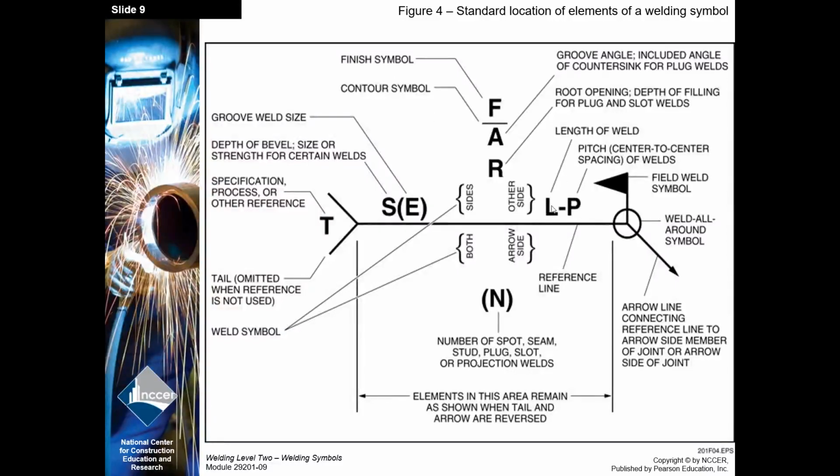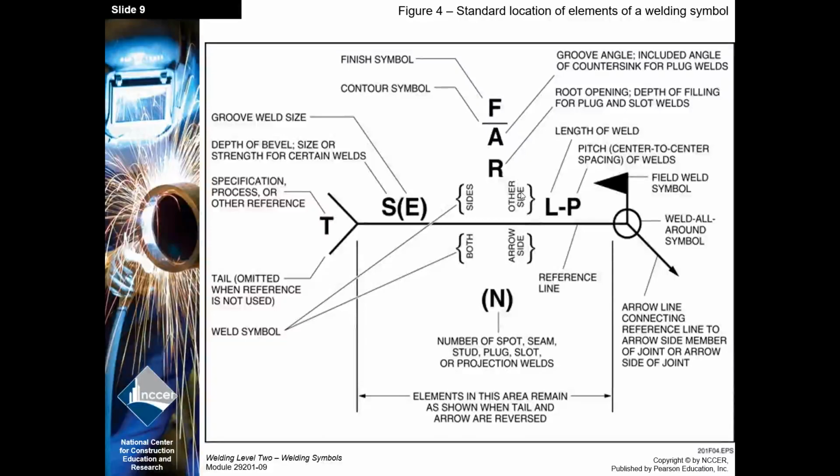Length of weld is the L, and P is the pitch. And pitch is the center to center spacing. So you want to know that. Definition will be what is center to center spacing on a weld symbol? Pitch. We got a field weld symbol, the flag. Doesn't really matter which way it blows necessarily, and it's typically colored in, but it could be up, it could be down. The weld all around symbol, circled at the kink of the arrow and the reference. And then there's your arrow line we've already talked about.